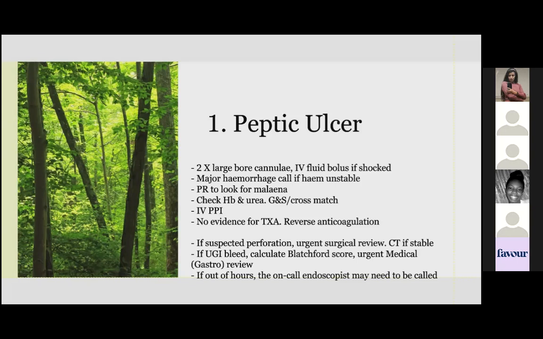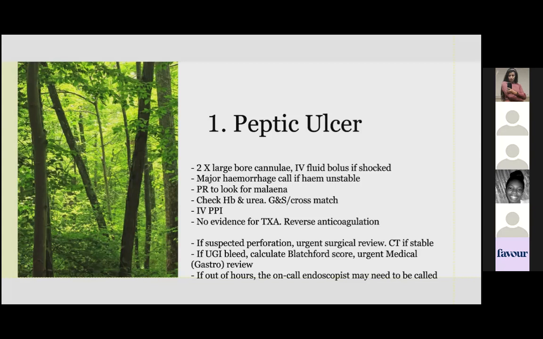a major hemorrhage call, which means that the transfusion part of your hospital gets blood and blood products ready, which initially might not be group and save. This would just be O negative blood. You need to perform a PR exam in patients where you think that they've got upper GI bleeding, and you're looking for melena.